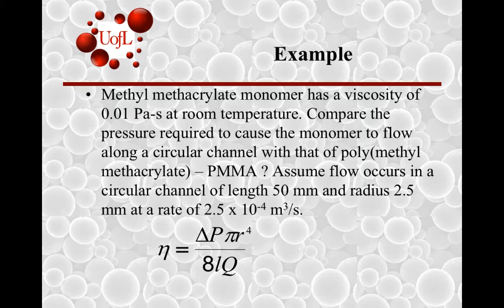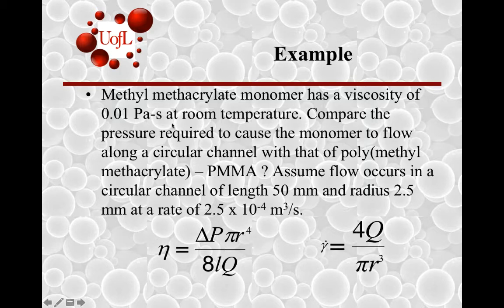Methyl methacrylate as a monomer is a liquid of relatively low viscosity. What is that viscosity? It's given as 0.01 Pascal second. So if you know the viscosity, the flow rate, the length of the channel, and the radius of the channel, you can compute delta P.